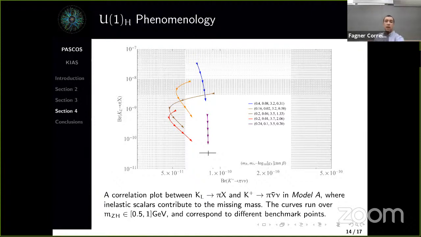I said that the same contribution could be seen in the K plus to pi plus nu nu decay. Therefore, it's important to see the correlation between these two branching ratios. Here we move from 500 MeV, the mass of this new vector, up to 1 GeV, and we see one region where it is in the allowed room for new physics for both K long and K plus, but later in the same interval it leaves the allowed region, okay?